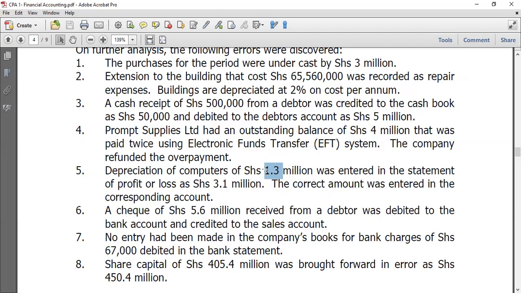So if they are telling us that depreciation worth, let's say, 1.3 was actually recorded at 3.1, it means that we debited with a higher figure. So we have to reduce by the difference so that we maintain it back to 1.3. So let's just try to get the difference between 1.3 and 3.1.